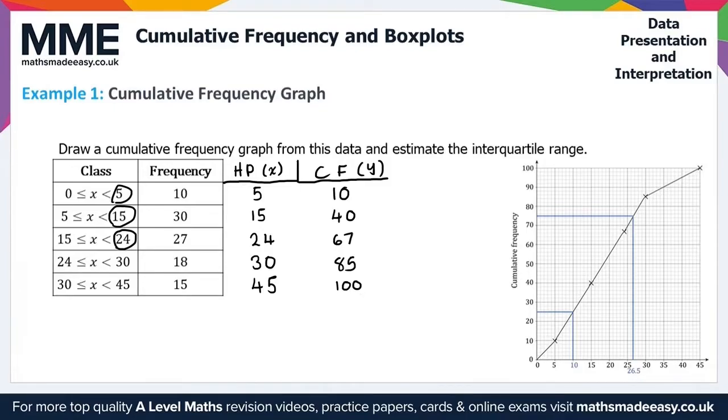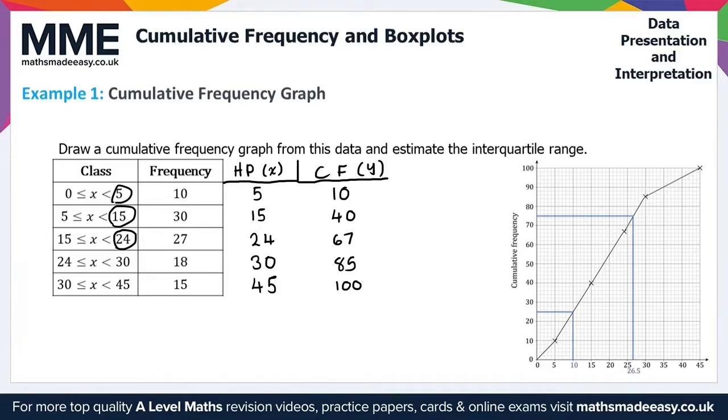All we simply do now is plot cumulative frequency against the high point. So here we plot cumulative frequency against high point. And what we can see then is we obtain something like this. So that gives us the graph, our cumulative frequency graph. All we want to do now is estimate the interquartile range.